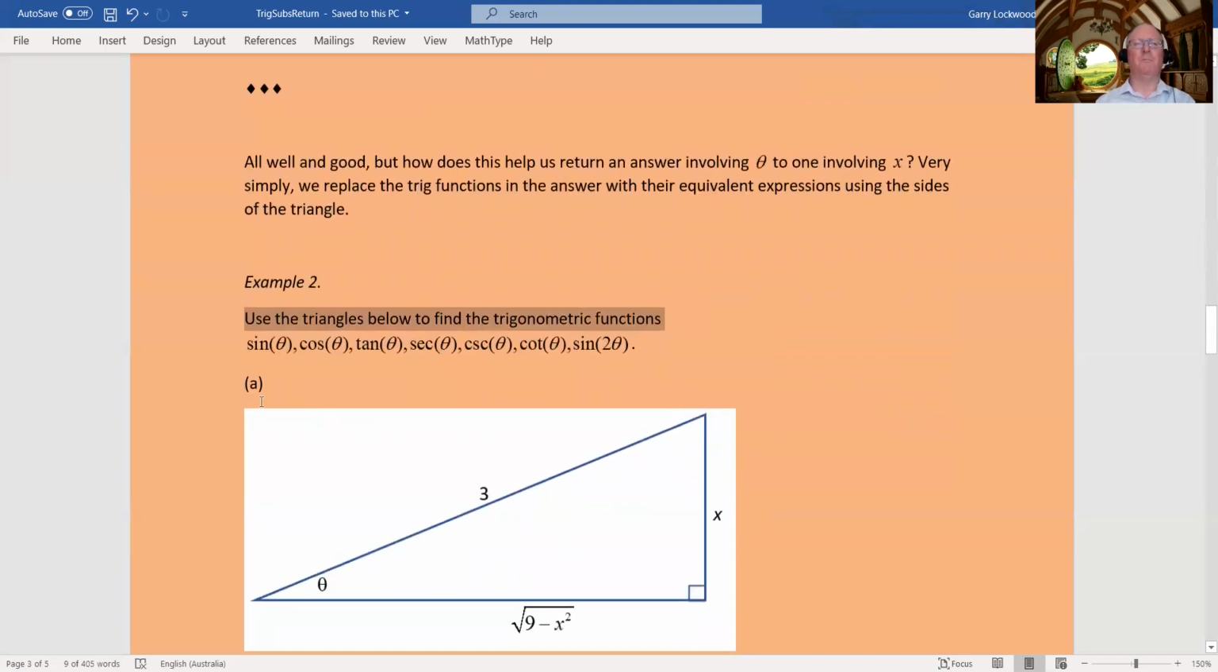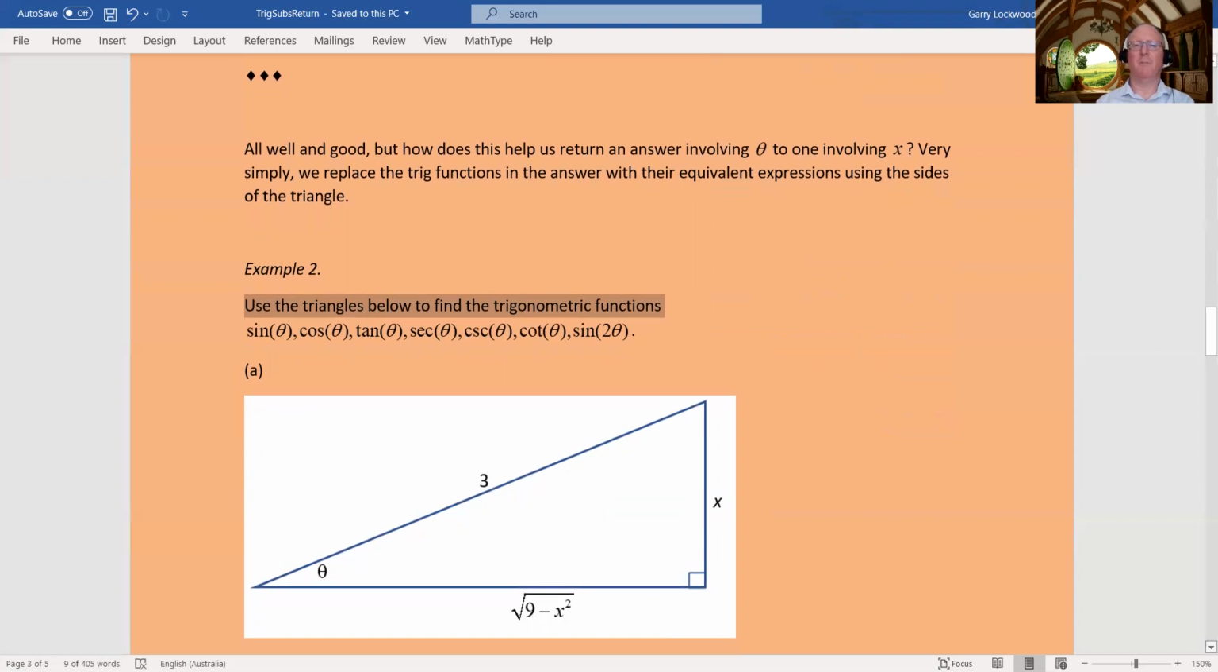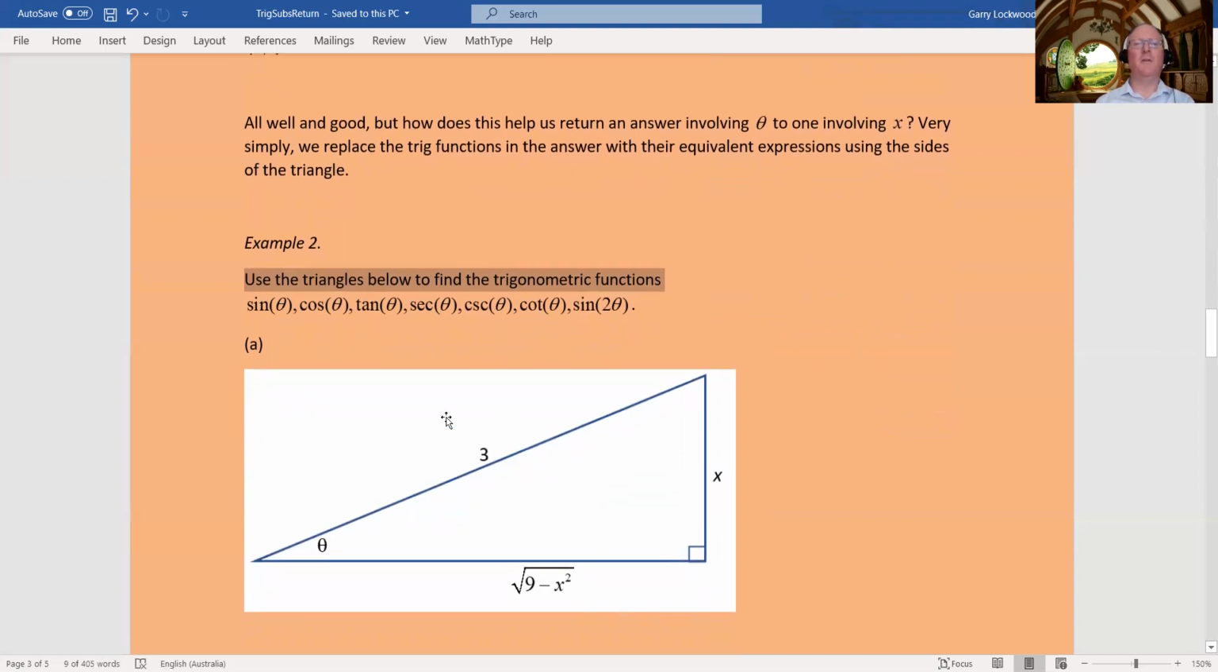For example, if we've got this triangle here, and we now know this side by using Pythagoras' theorem, can you find all of these trig functions? I would urge you at this point to pause this video for a bit and have a go at using this triangle to find all of these functions.